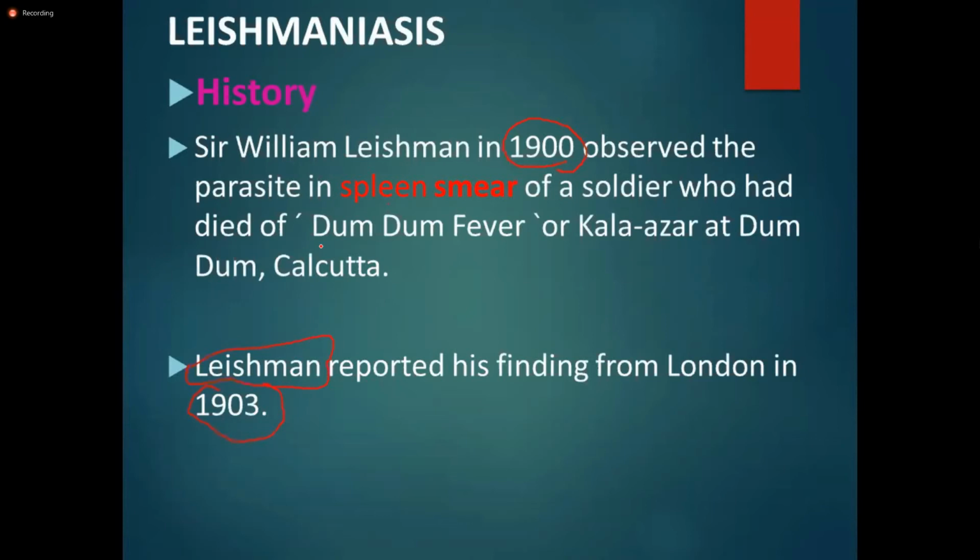This disease has got different names. You will see plenty of them, a bag full of them. Dum-dum disease, Kala Azar, visceral Leishmaniasis. There are so many names. Why was this called dum-dum? Because it was first discovered at a place in Calcutta, India.